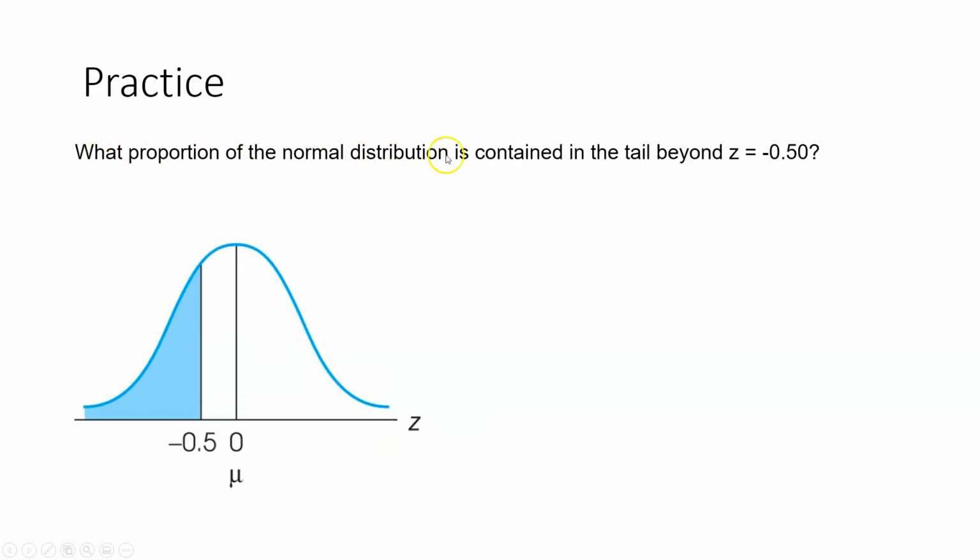What proportion of the normal distribution is contained in the tail beyond Z of negative 0.5? Please pause your video, work through that.